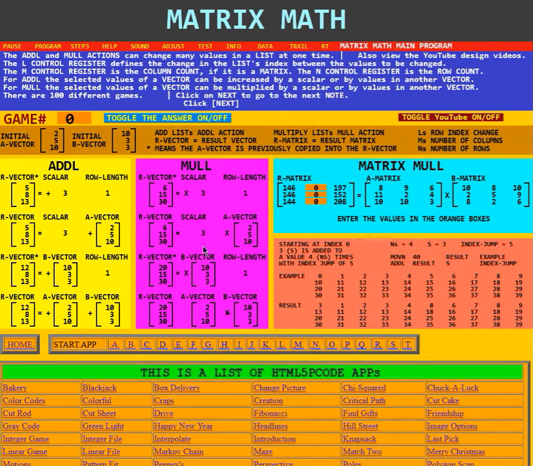Well, here we have the main screen. Right here is that blue box. And if I click on the blue box, it says show the answer. You'll see the answer values are shown down here. Well, this is the end of the video for the main program of Matrixmath.